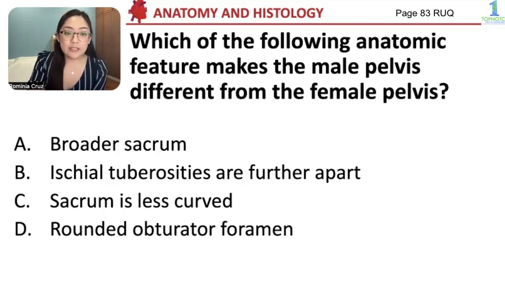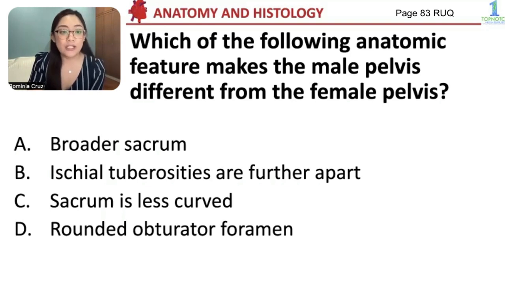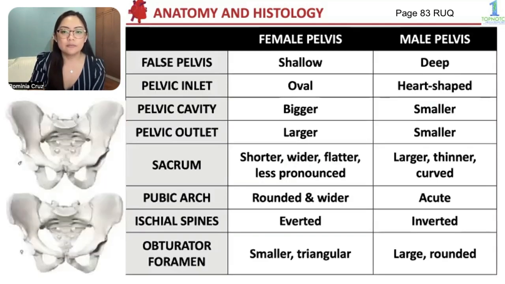So in females, the sacrum, as we said earlier, is wider and is shorter. The ischial tuberosities are farther apart, at least 8.5 centimeters, and the sacrum is less curved, so making the delivery of your fetus easier. So the answer here is D. So your male pelvis has a more rounded obturator foramen.